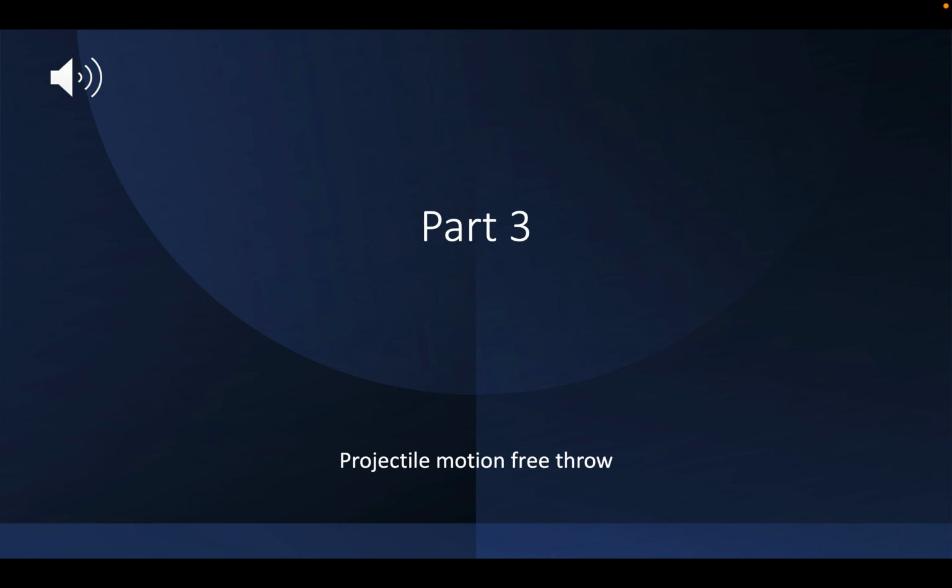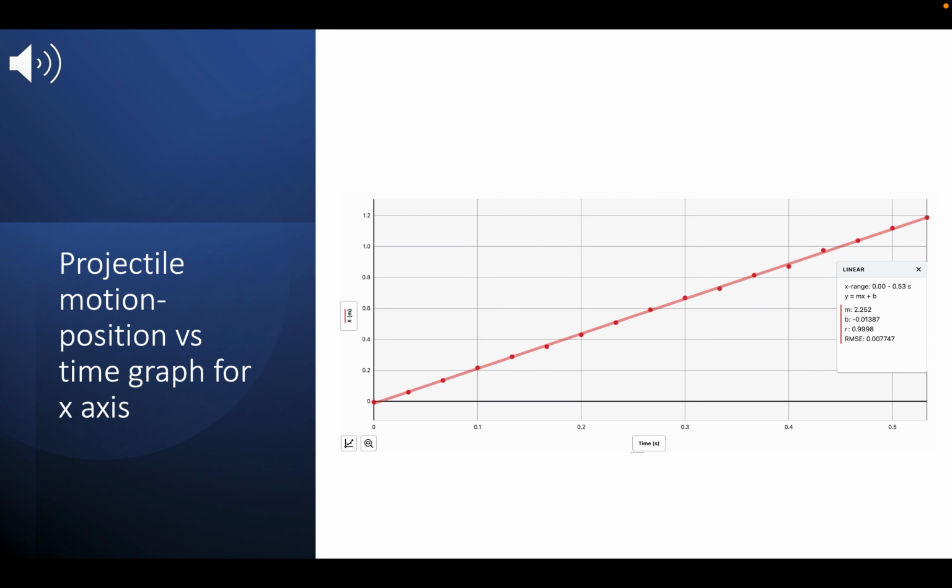So now we will be looking at the motion of the ball as it is in the air. Firstly, we will be looking at the position time graph in the x-axis. Looking at this picture, we can see that there is a constant velocity because of the linear fit. The constant velocity, by looking at our m value, which represents the slope, is 2.252 meters per second. Since the velocity is constant, we know that there will also be no acceleration.